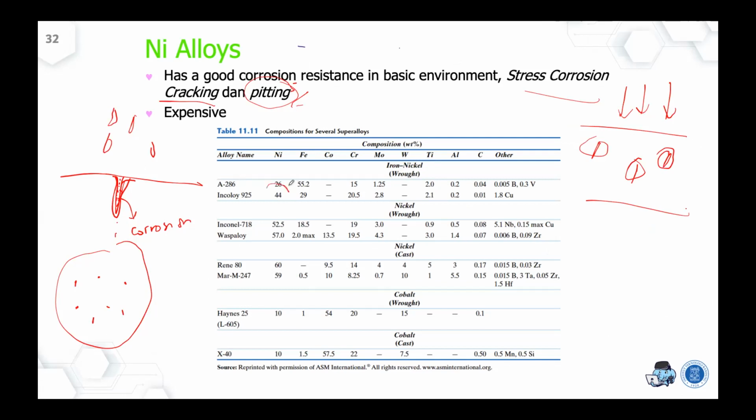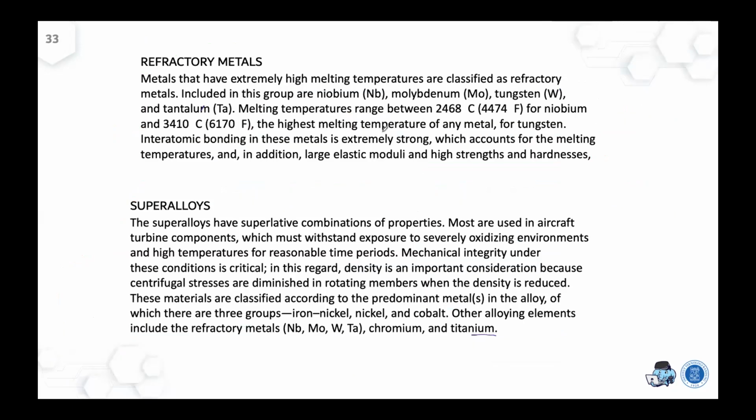Okay, so this is some type of nickel alloys, like incoloy. It contains nickel, inconel, or that one. And with the other type of alloys, called super alloys, super alloys are very expensive. Okay, so the super alloys have a very superlative combination of properties used for aircraft turbine components and semuanya, very good properties.